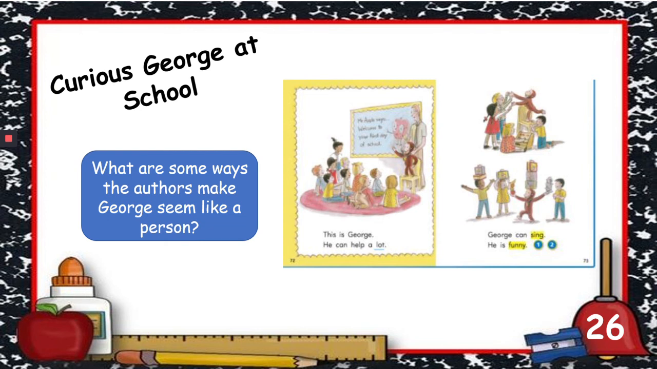What are some ways the authors make George seem like a person? If you look at the picture, George is at school standing in front of his classmates. He sings at school and he plays at school. George is a monkey, so the authors are making him do things that humans do, just like us.